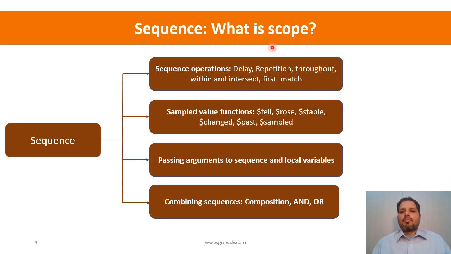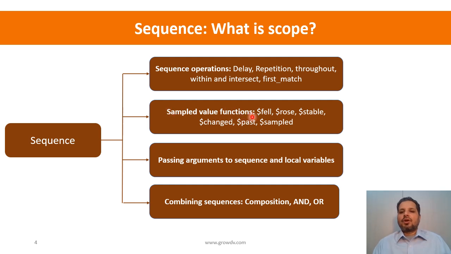So what is the scope for learning the sequence? If you look at it, it's made up of these four components. First is sequence operators: the delay, the double pound one, then there is a repetition operator, then there is a throughout operator, where you want to check that a particular signal is asserted throughout some specific sequence. You can use within, when you want to check something has happened within. And then there is intersect, we will look into it. And then there is first_match: when multiple matches are possible and you want to start something on the first match, you can use the first_match operator. This is again an important operator. And then you have the sampled value functions.